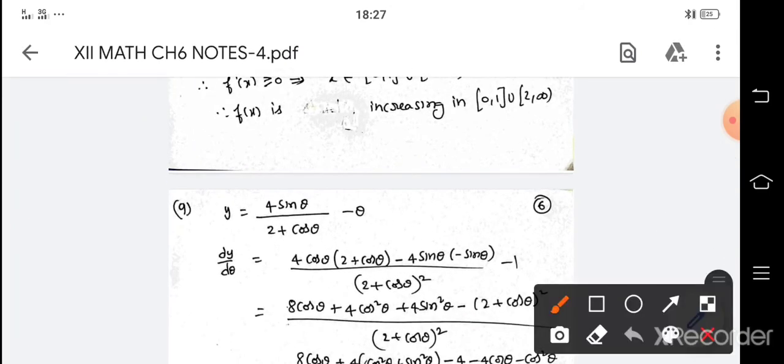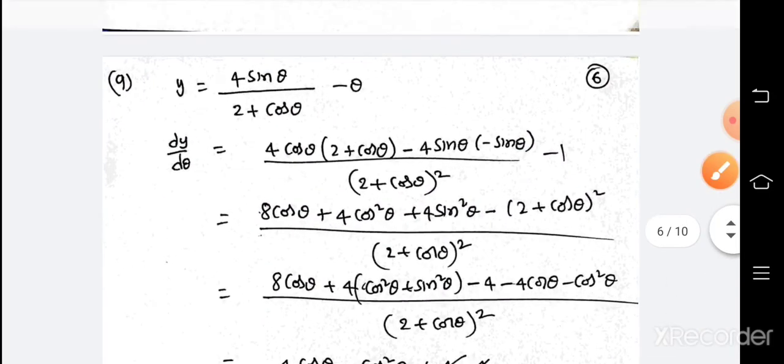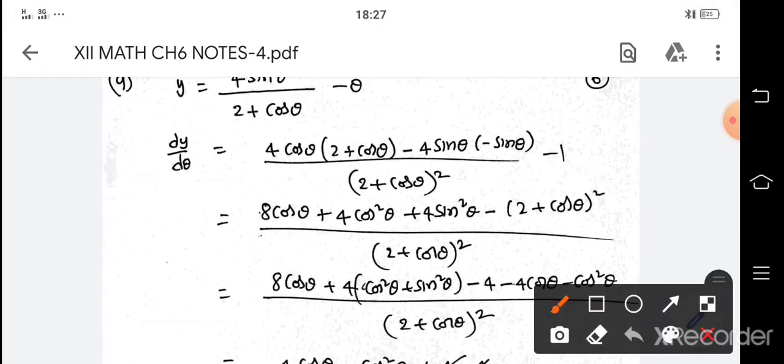Now the next question is very important. Y is equal to 4 sin theta by (2 plus cos theta) minus theta, where dy by d theta is equal to 4 cos theta, because the u by v rule was used here. Very carefully see the differentiation with respect to theta: the u by v rule, (u dash v minus uv dash) by v square, was used, and minus 1 for the theta derivative, since the derivative of theta is 1. Take a pause and check how the derivative has been done.